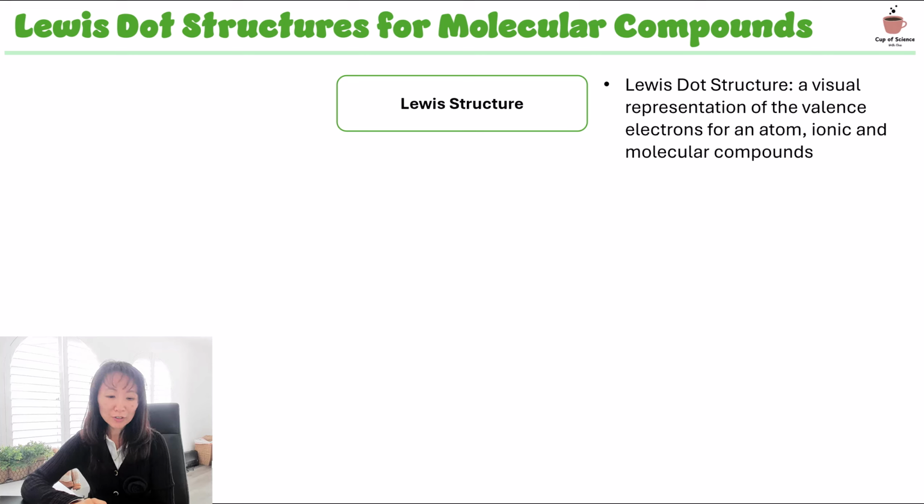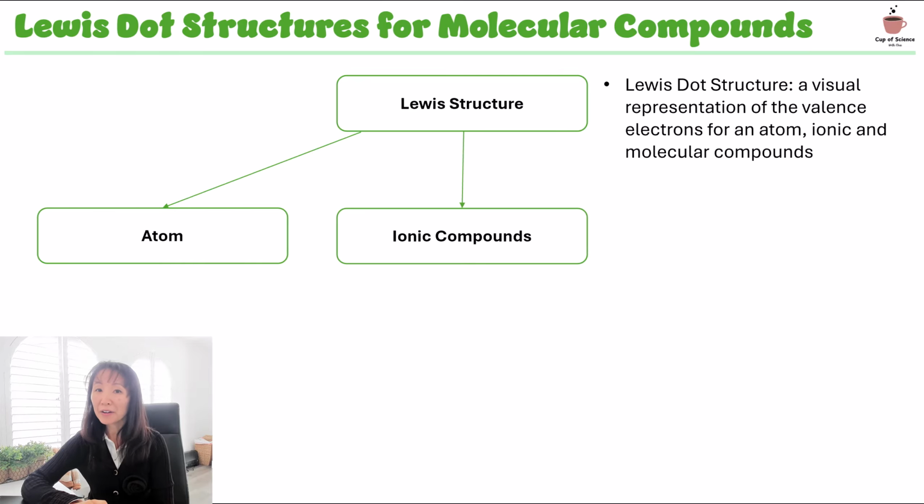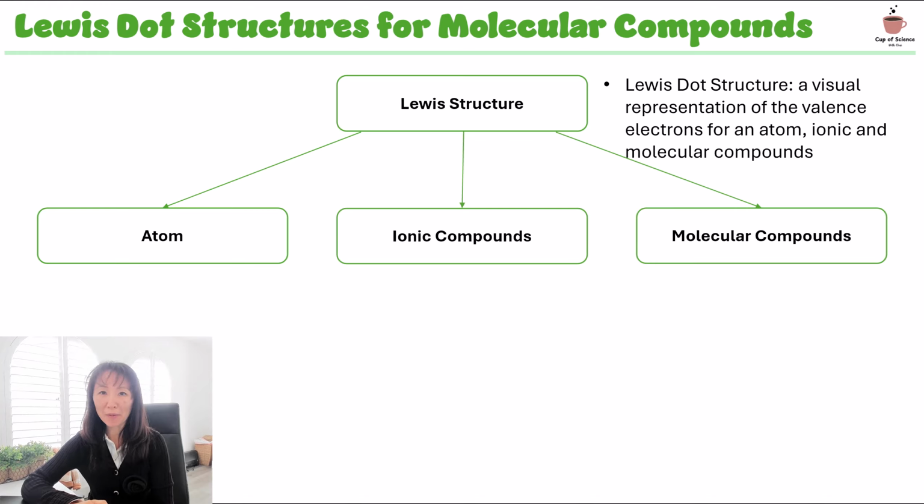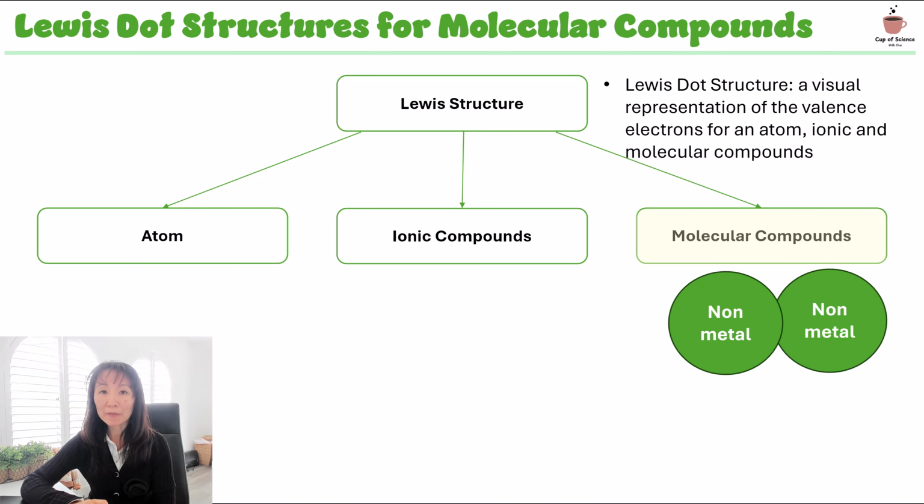Lewis structure, also known as a Lewis dot structure, applies to atoms, ionic compounds, and molecular compounds. In this particular video, we're going to cover molecular compounds. Let's begin. Molecular compounds, remember, are compounds made up of nonmetals and nonmetals. And not only are they made up of those two particular elements, but they are joined together by covalent bonds. A covalent bond is nothing like an ionic bond.